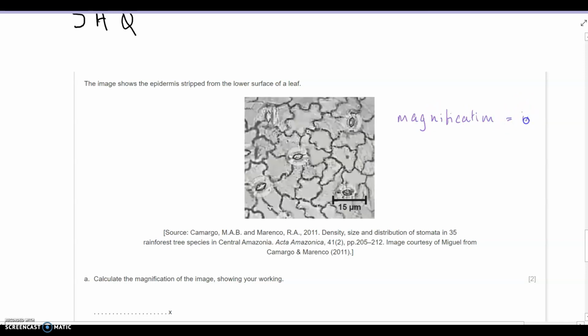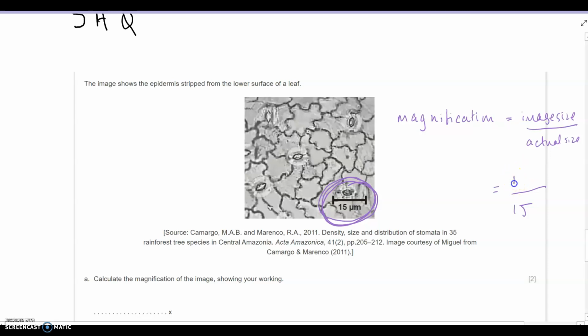So magnification is the image size over the actual size. Now, the bit of the image that we're looking at here is the scale bar. We know here that the actual size is 15 micrometers. So we would then measure this scale bar from end to end. Obviously I've cropped the image and I'm working on a computer, so I'm not entirely sure what it was, but for the sake of simple maths, I'm going to say that it was 15 millimeters.